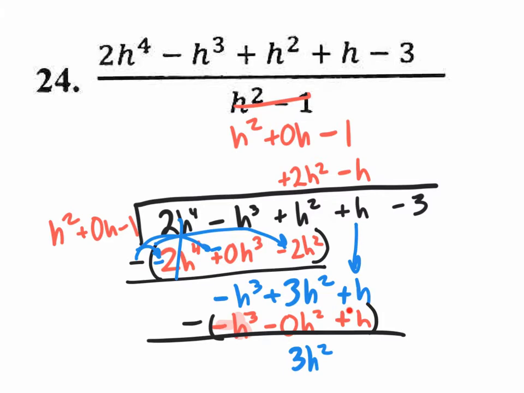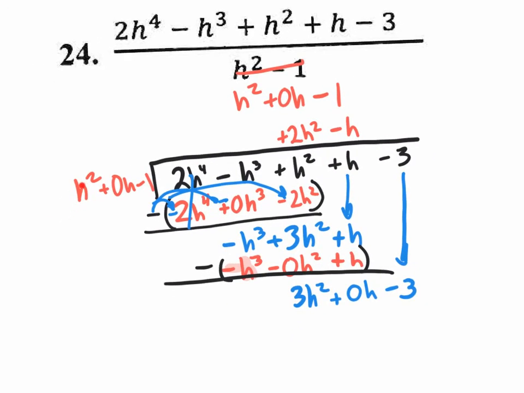Now, it canceled, and again, there are no h's, but I want to represent that there are no h's, so I'm going to put plus 0h. So whenever there's a missing value, please put the coefficient of 0 in front of it. And last but not least, I'm going to bring down this negative 3.